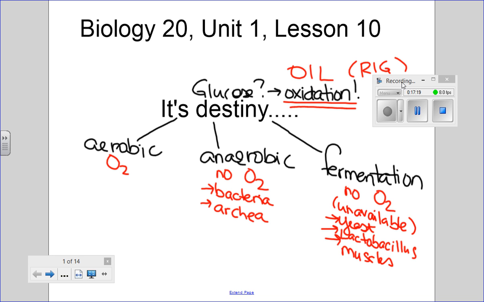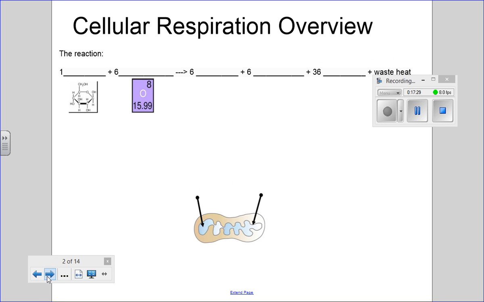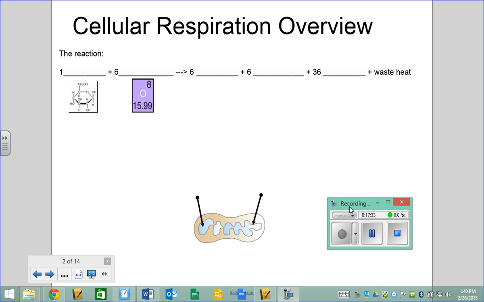Does anyone want to ask any questions about the three pathways that we're going to discuss? All right. So, what happens during cellular respiration? Well, here's what will happen if everything that we want is available. One molecule of glucose, which is C6H12O6, and it's a solid, will react with 6 molecules of oxygen, which is a gas.